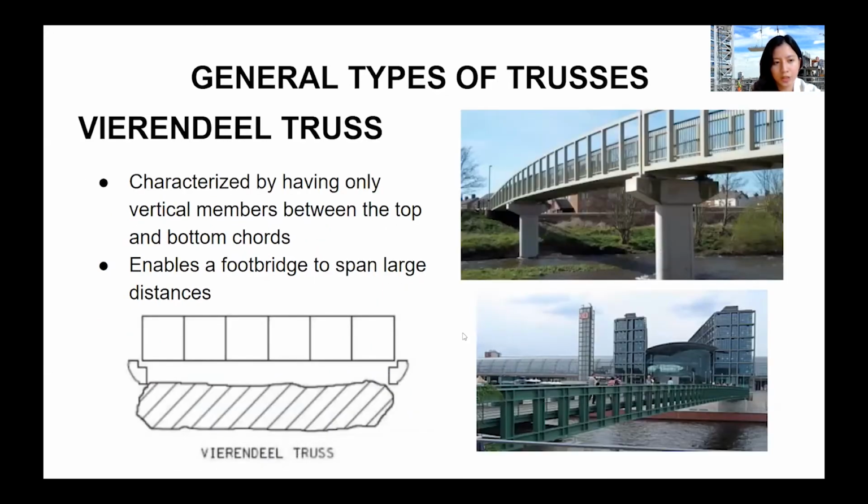Another type of truss is the Vierendeel truss. It is characterized by having only vertical members between the top and bottom chords, and it enables a footbridge to span large distances. It is a statically indeterminate structure and presents an attractive look.